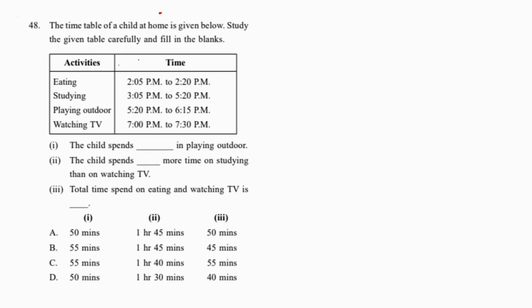Over here, a few of the activities and the time consumed behind them is given. A table is given. Firstly, we need to find how long the child spends playing outdoor. Playing outdoor 5:20 to 6:15 is 5 minutes less than an hour. So it's basically 55 minutes. So the answer to the first part is 55 minutes.